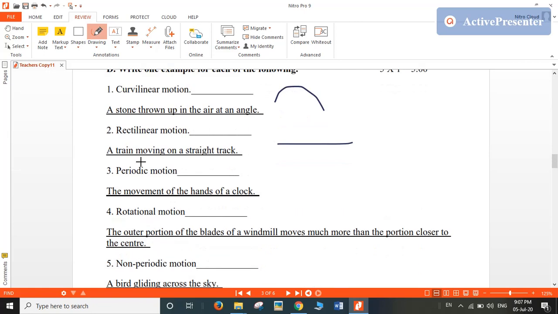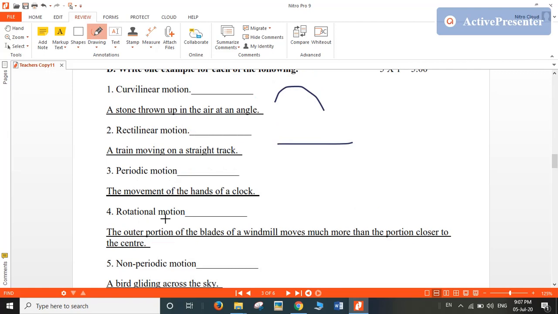Then periodic motion. So you can say the example of the pendulum of a clock. That is also a periodic motion, which repeats itself after a certain interval of time. And also the movement of the hands of a clock, that is also periodic motion, because the hands will repeat their circular motion, so you can say they repeat their rotational motion after a certain interval of time. So that is the periodic motion.